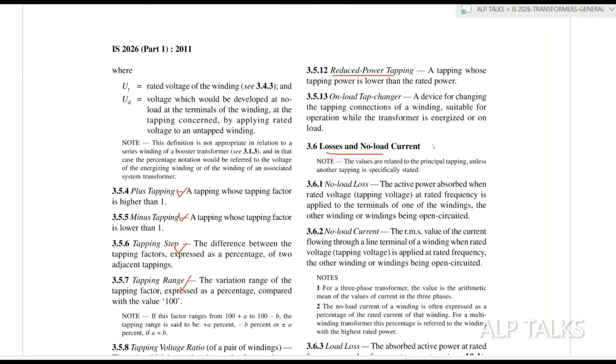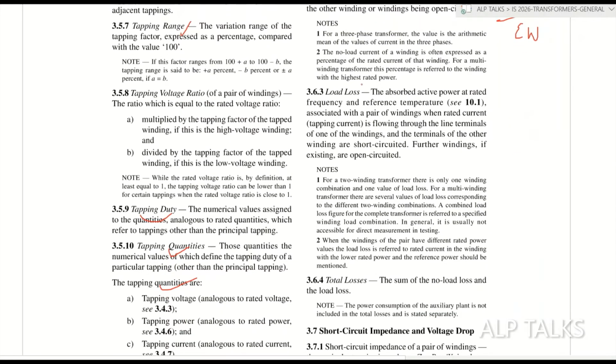No load losses and no load current. When there is no load in the secondary, for example, this is the transformer, one side, other side, and there is zero load. Whatever current it draws to magnetize the core, we call that the no load current. The losses that come at that point are the no load losses. When load is there, then load loss comes into the picture. Together we can say total losses: no load loss and load loss.